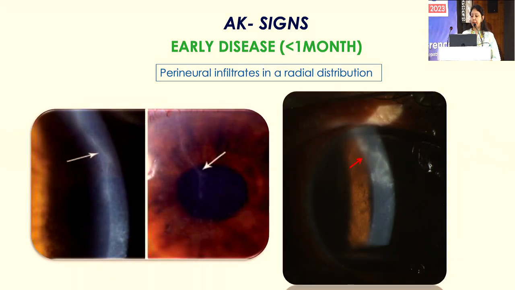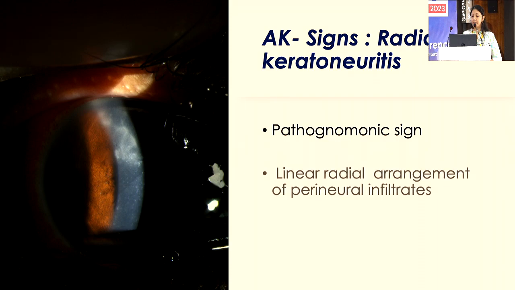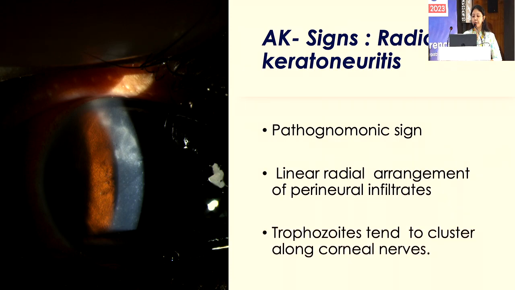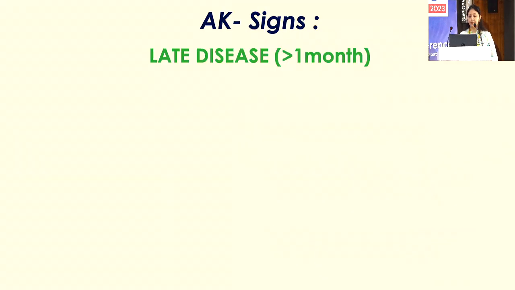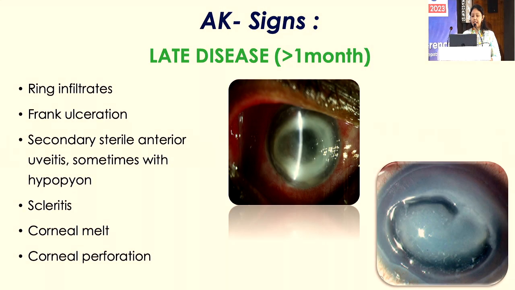The perineural infiltrates, a very important finding, are usually seen during the first 4 weeks of the infection and are pathognomonic. They occur due to clustering of the acanthamoeba trophozoites around the corneal stromal nerves, resulting in the swelling of the nerves. And these trophozoites kill the nerve cells by direct cytolysis and apoptosis, causing severe pain experienced in acanthamoeba. Late disease, that is after 1 month, is characterized by ring infiltrates, frank ulceration, and sometimes even stromal corneal melts and perforation.